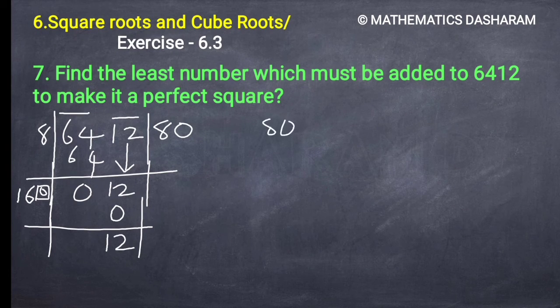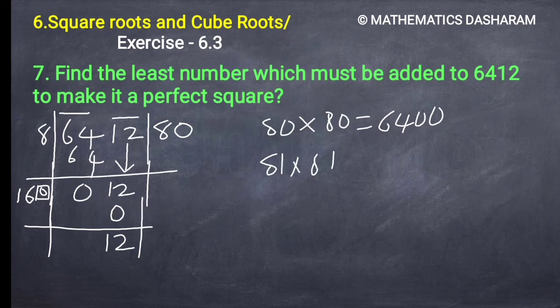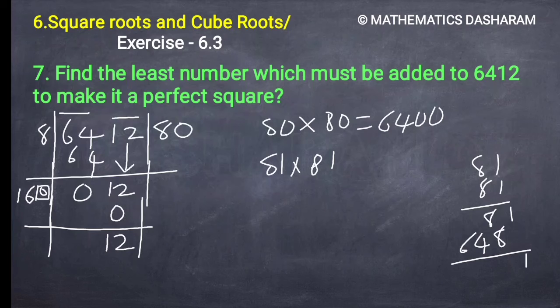Here 80 into 80 equals 6400. The next number after 80 is 81, so let us find 81 into 81. 1 1 is 1, 1 8 is 8, 8 1 is 8, 8 8s are 64. So 8 plus 8 is 16, 1 carry, 5 6. So 6561 is the next perfect square number after 6400.